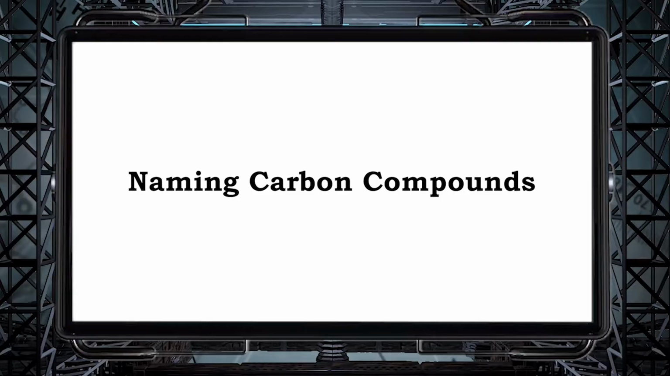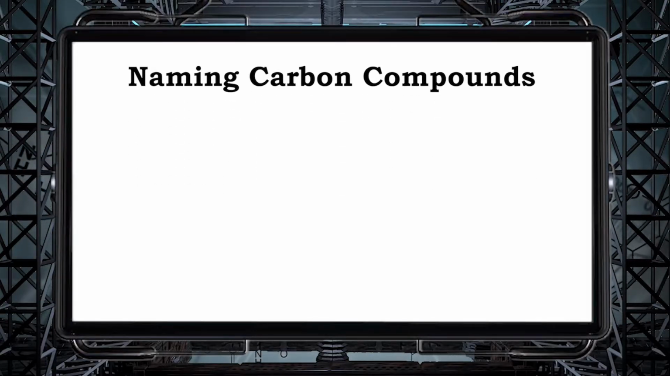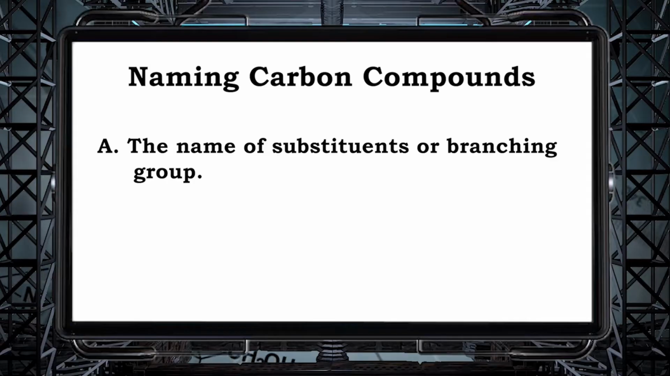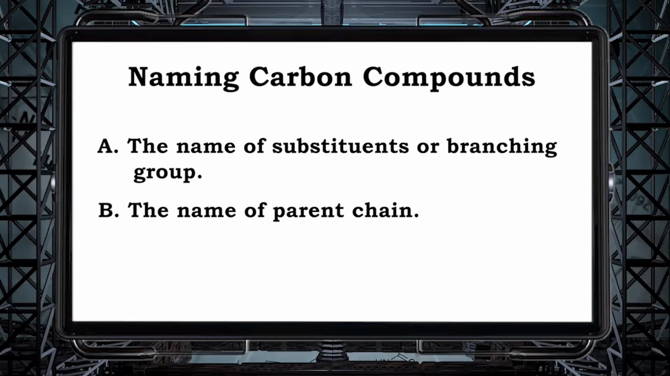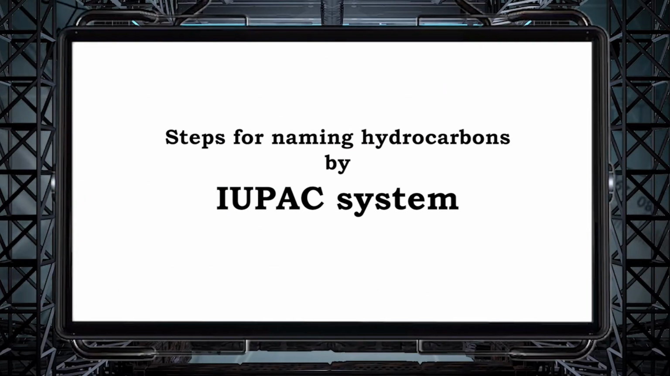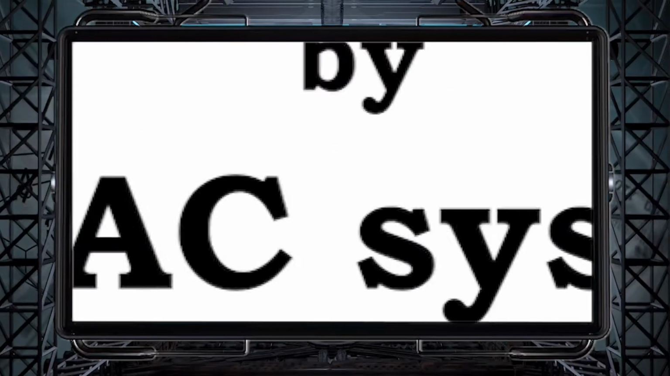Naming carbon compounds. The name of an organic compound generally consists of two main parts: A. The name of substituents or branching group, and B. The name of the parent chain. Steps for naming hydrocarbons by the IUPAC system.